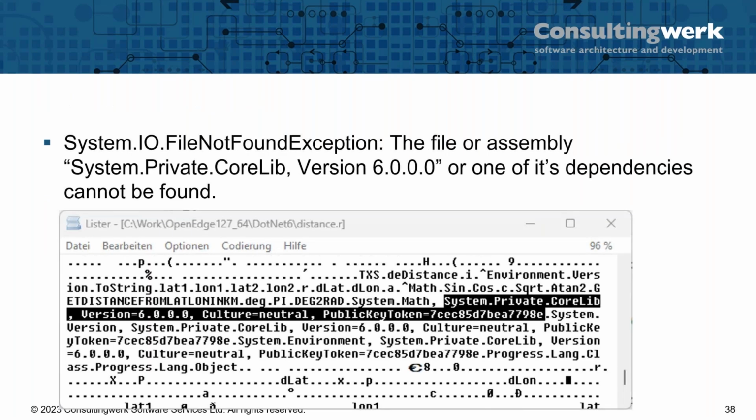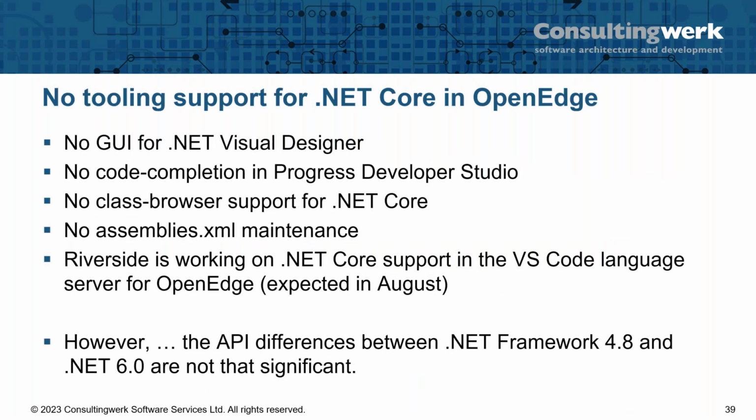You see that if you look at an R code in an editor that can show binary files, like here: near the end of the R code, you see the references to the .NET assemblies that are used by that R code. For instance, the .NET Core library that is referenced there in the highlighted text, and in the .NET Framework, that assembly is just not accessible.